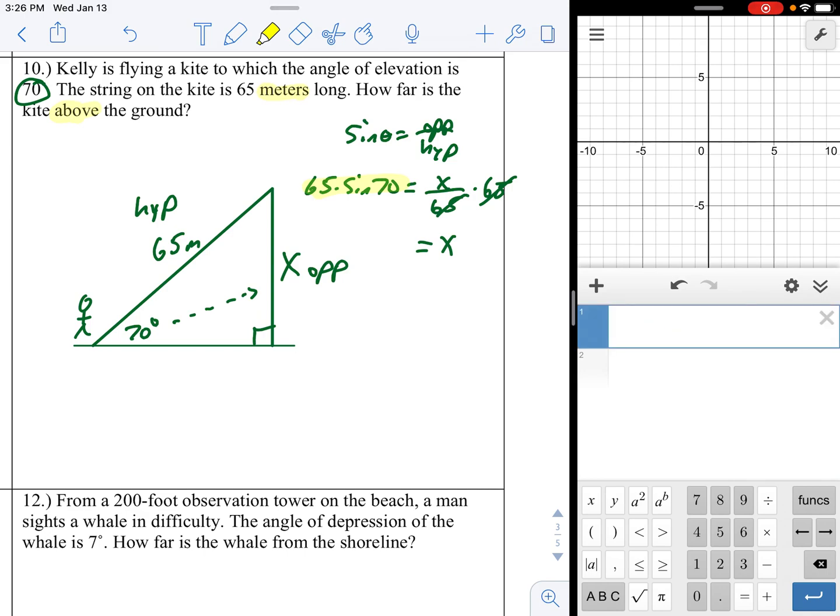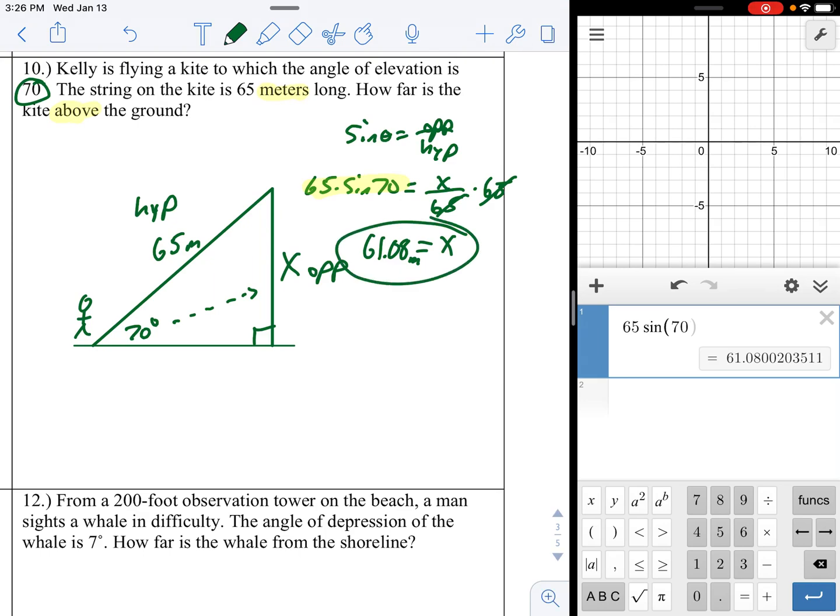Use a calculator. 65 times the sine of 70. And I get 61.08. 61.08 meters. We'll use m for meters.